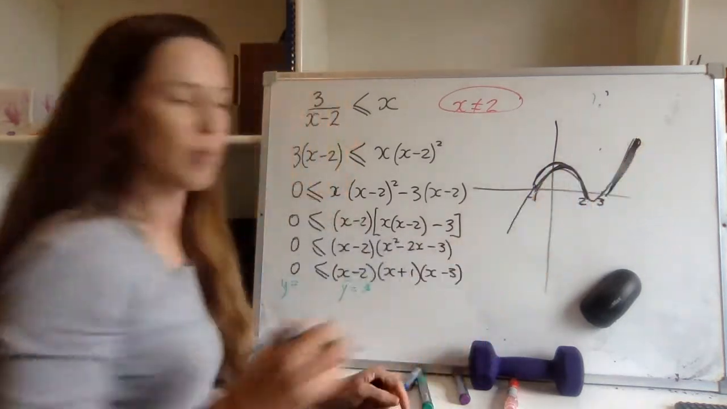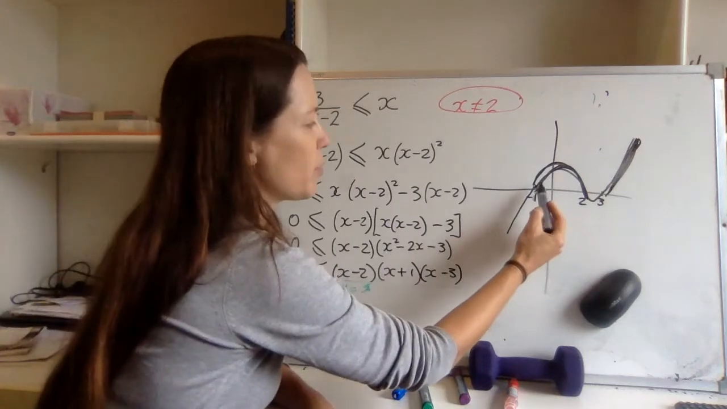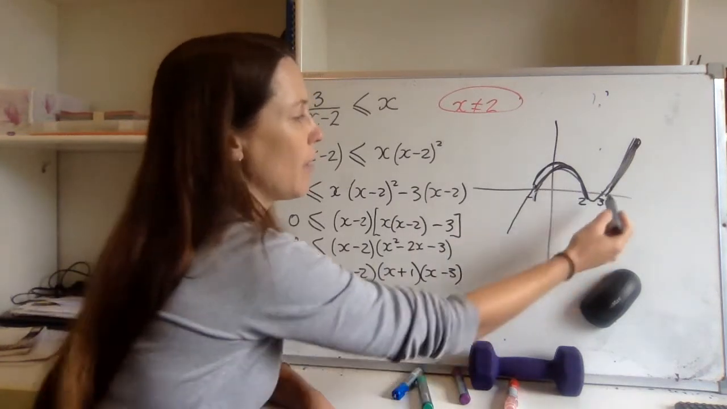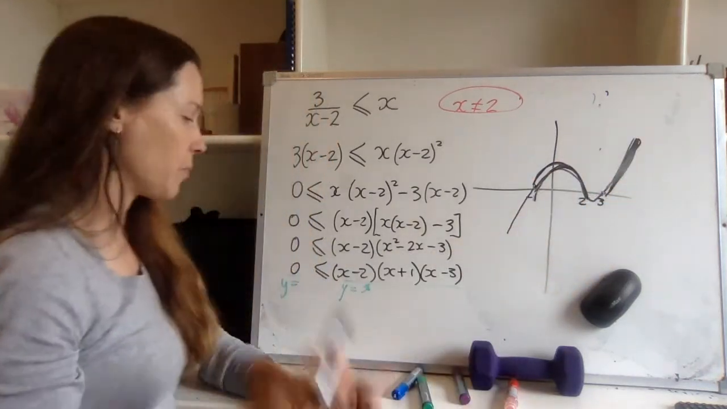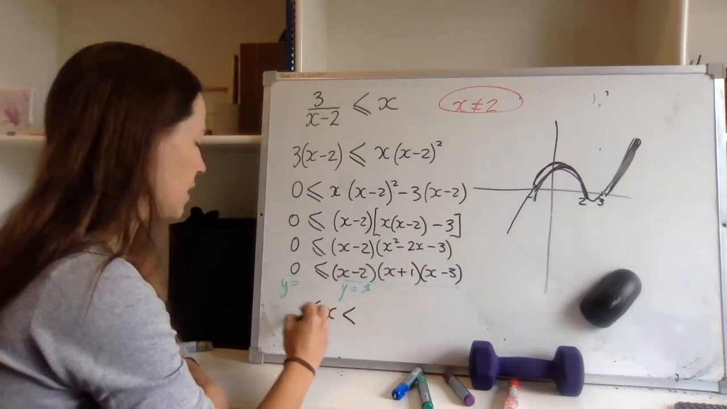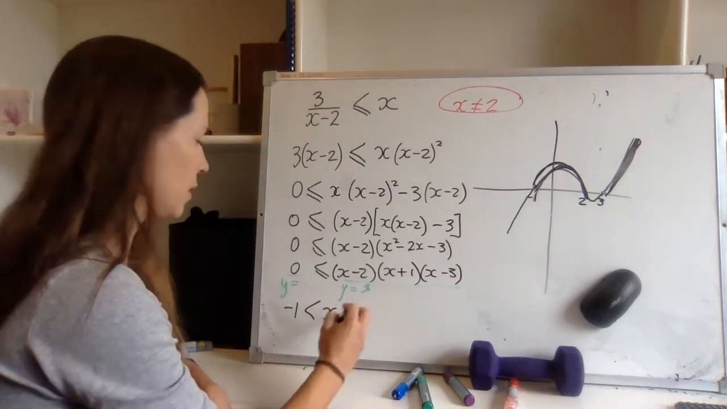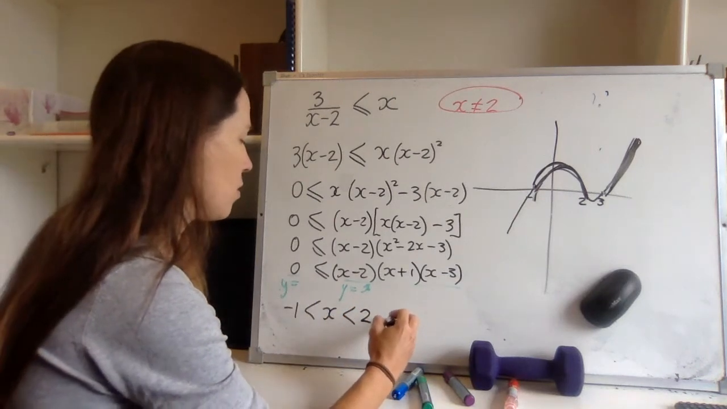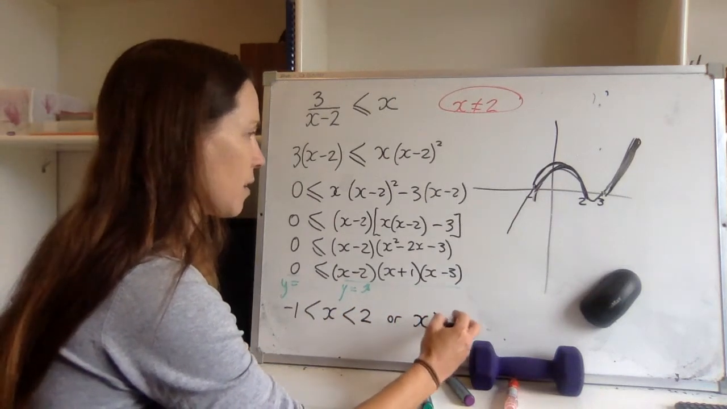Okay, I'm making a bit of a mess, but you can see what I'm doing. I want the values between -1 and 2 and the values of x that are greater than 3. So how do I write that? Well, I need x to sit between -1 and 2 or be greater than 3.